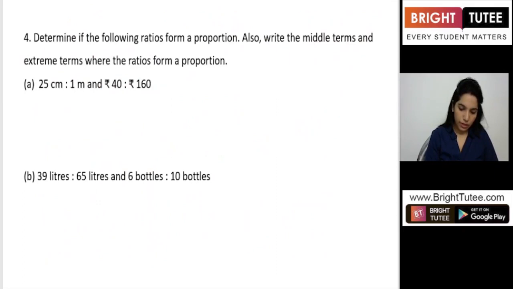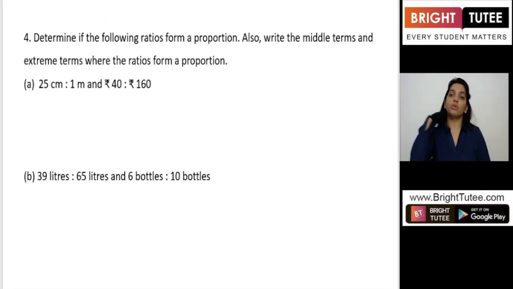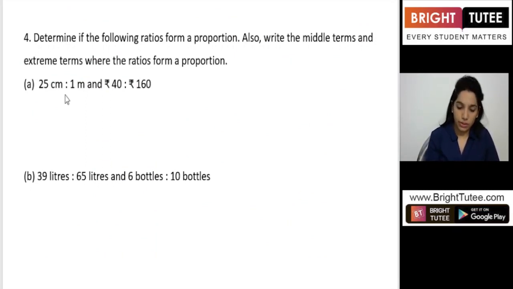Now let us move ahead to the next question. It says determine if the following ratios are in proportion, and if the ratios form a proportion, also write the middle terms and the extreme terms. Okay, so here it is 25 centimeters and 1 meter. Because it is 1 meter, we are going to convert it into centimeters. It will be 100. So on converting this to the simplest form, it is 1 over 4.